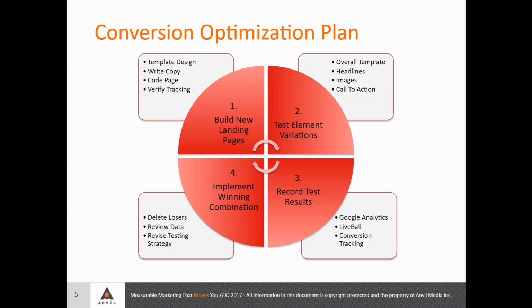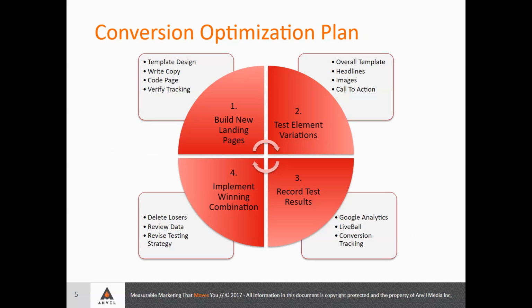So here's an example of a conversion rate optimization plan, and as you can see, this is kind of a continuous cycle. You go through 1, 2, 3, 4, and you start over again. So in stage 1, building new landing pages, you start out with a templated design, you write the copy, code the page, and verify that everything's tracking correctly.